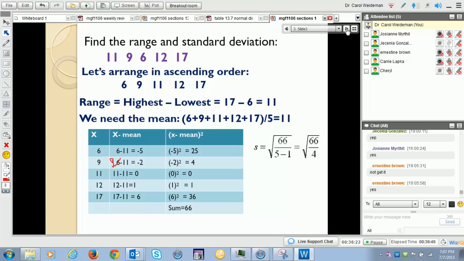Then put that into the formula. So the sum of the squared deviations is 66, divided by n minus 1. 5 minus 1 is 4. 16.5 when I divide, and then I take the square root. So the standard deviation for this little data set is 4.06.